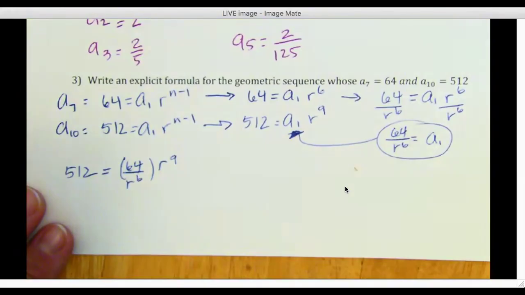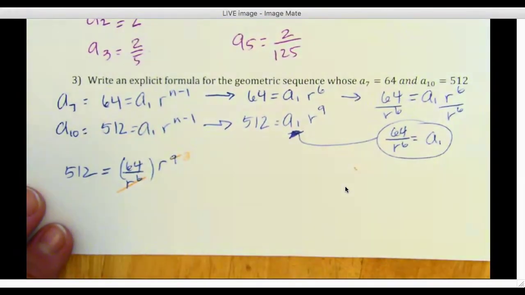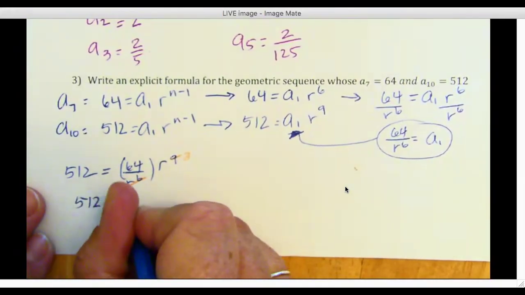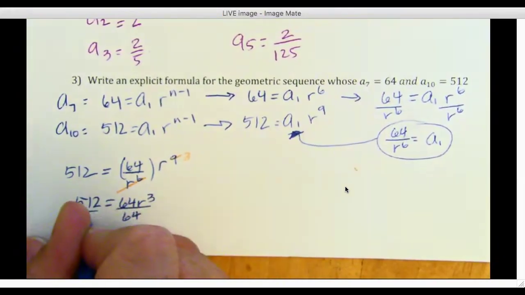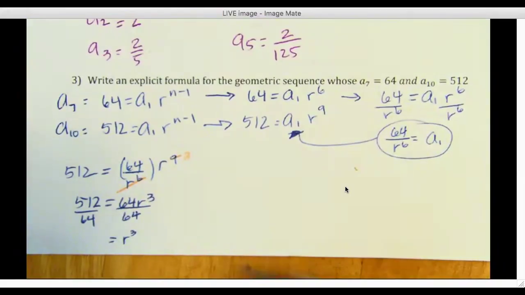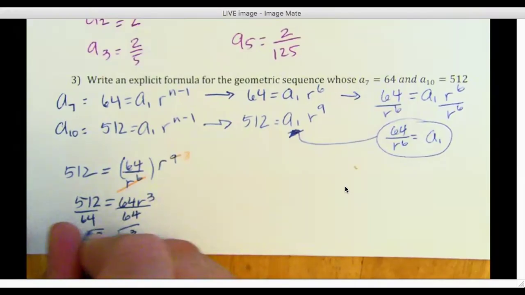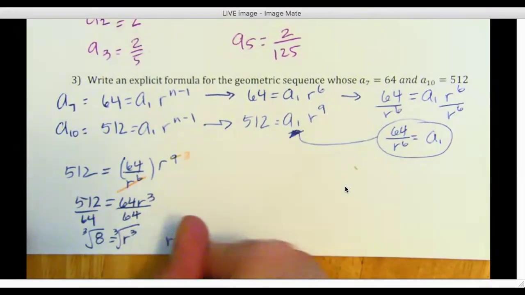Well, 6 of those r's can cancel out, and I'm left with 3 of them here. And so now I have 512 equals 64r cubed. I can divide both sides by 64, and I get r cubed is equal to 8. And then I can take the cube root of both sides, and I get r is equal to 2.